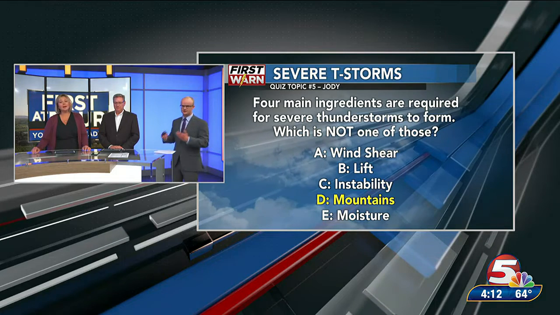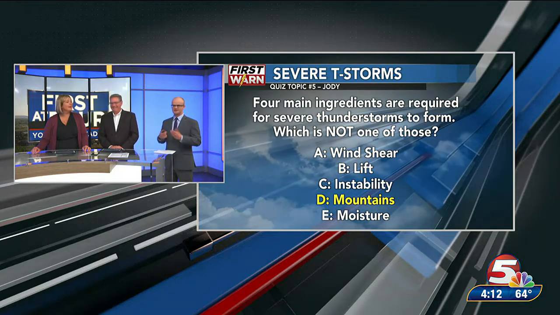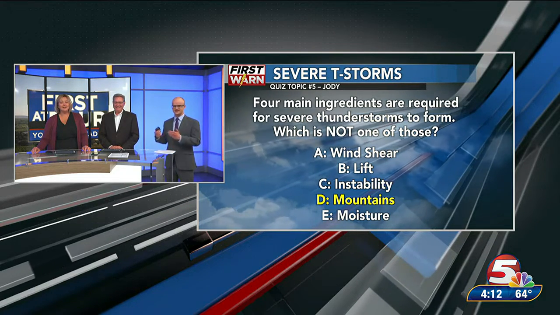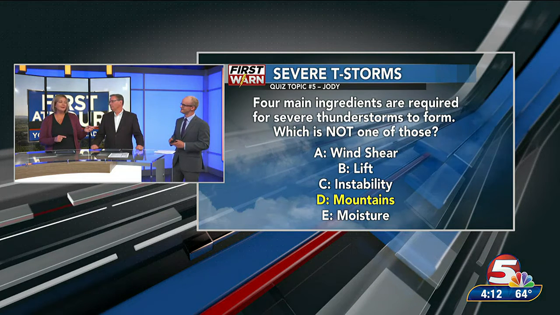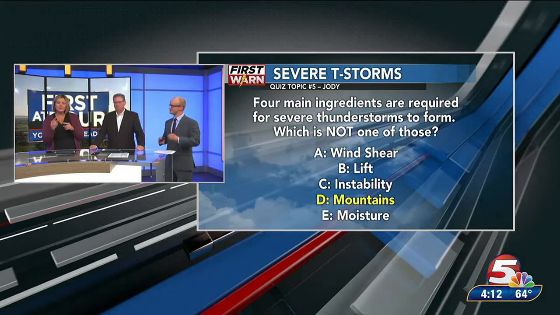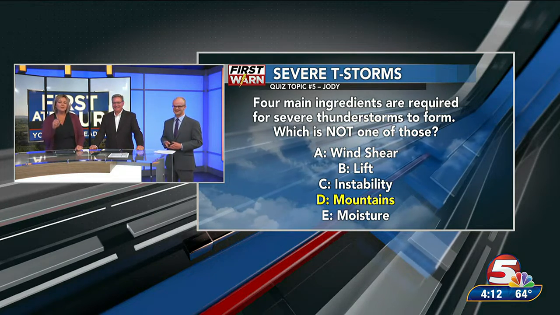So the acronym that we use to describe these four main ingredients is SLIM, S-L-I-M: shear, lift, instability, and moisture. So I knew there was an acronym. I just couldn't think what the word was because you mixed them up.